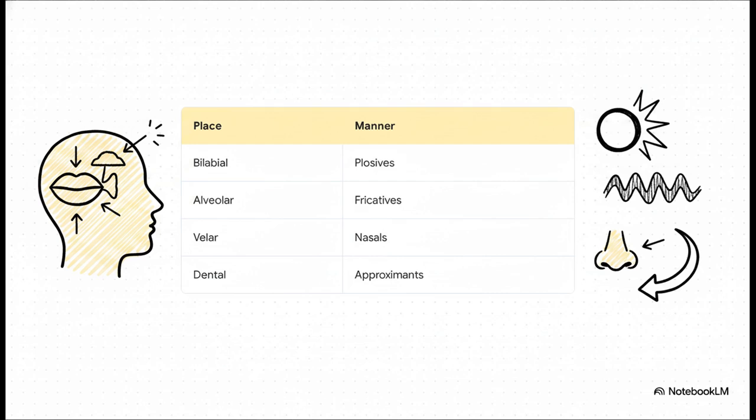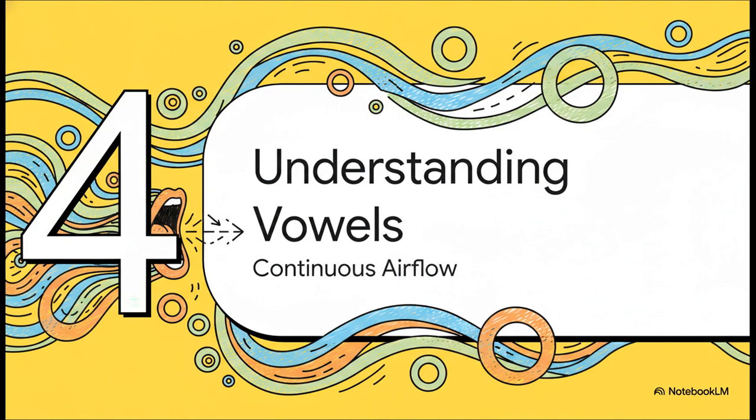The manner, on the other hand, is how you obstruct the air. Are you completely blocking the air and then suddenly releasing it with an audible puff? Well, that's a plosive. Or are you forcing air through a tiny, narrow gap to create friction? That's a fricative. Which brings us to Part 4, understanding vowel sounds.